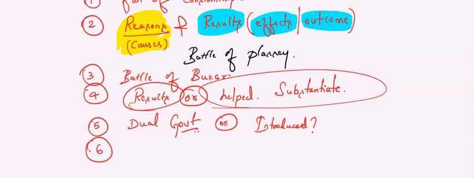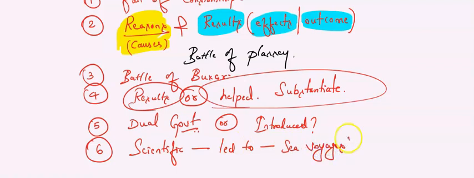Make a note of the next question. "Scientific developments led to sea voyages." Close the inverted commas. Start with the double inverted comma. Scientific developments led to sea voyages. Full stop. Justify this statement. So this is the end of your first chapter.